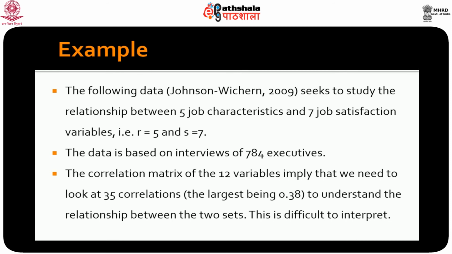And there are two sets of variables. One consists of 5 variables, which are feedback, task significance, task variety, task identity and autonomy, and a second of 7 variables, which are supervisor satisfaction, career future satisfaction, financial satisfaction, workload satisfaction, company identification, kind of work satisfaction and general satisfaction. And there is a feeling that these two groups might be related.